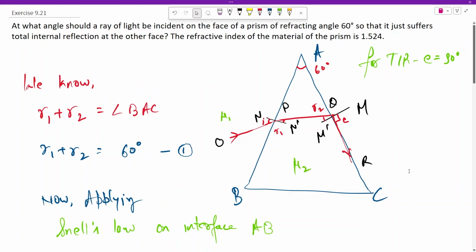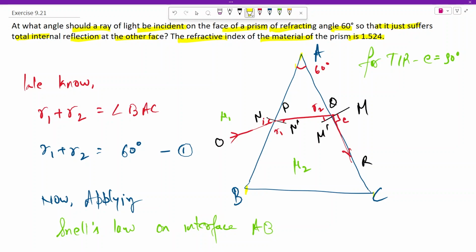The question says: at what angle should a ray of light be incident on the face of a prism of refracting angle 60 degrees so that it suffers total internal reflection at the other face? The refractive index of the material of the prism is 1.524. So here we are talking about the faces of the prism ABC, and the faces under consideration are AB and AC.